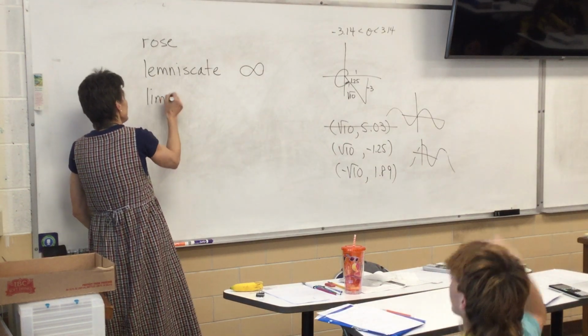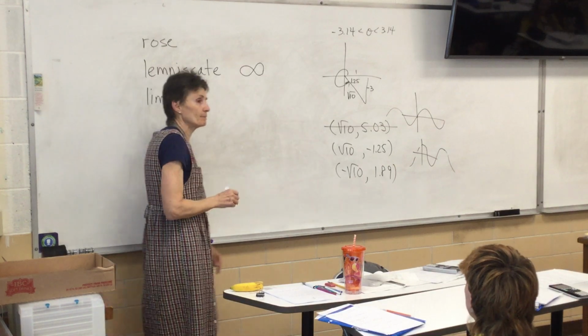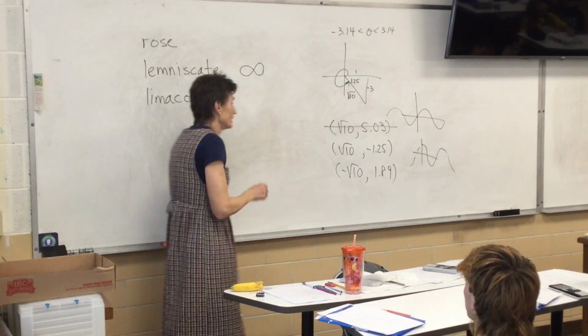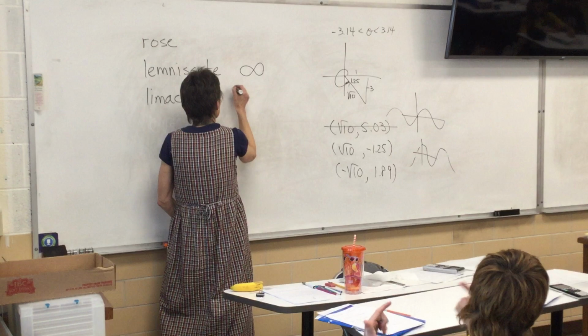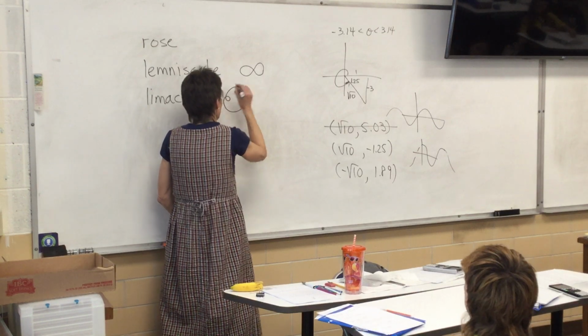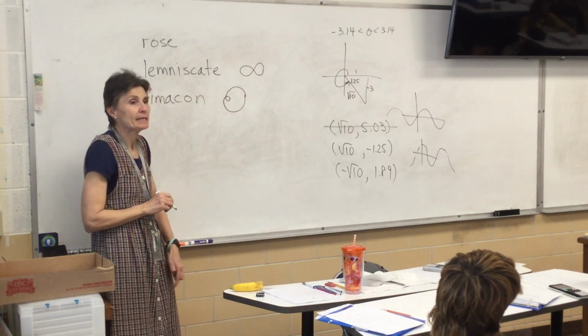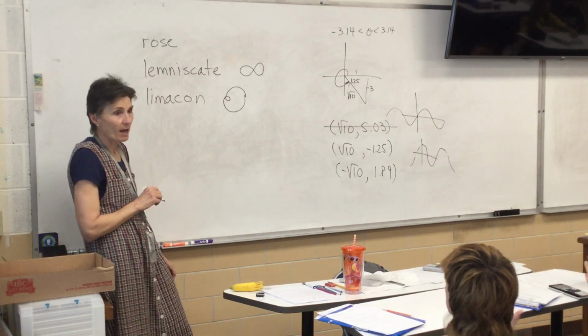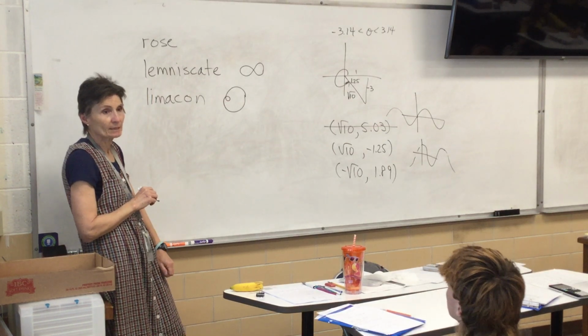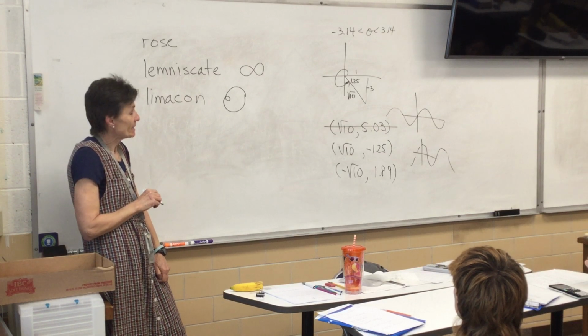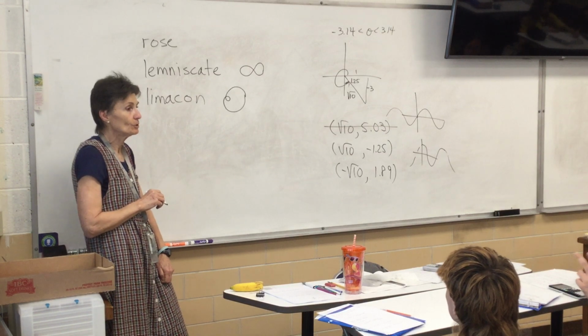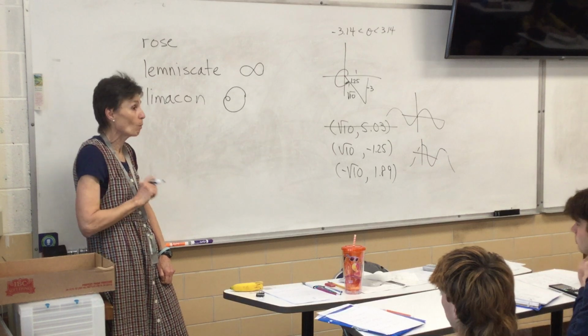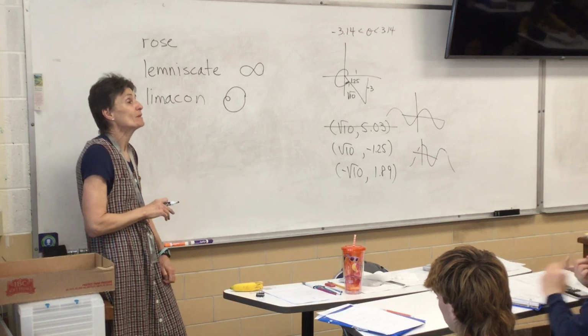Okay, another one is the lima sign. The lima sign has a shape like a lima bean. Lima bean. But it's lima sign. But it has a shape like a lima bean. It does not have to have the interior loop. Some of them don't. We're going to talk about how come they do or don't.